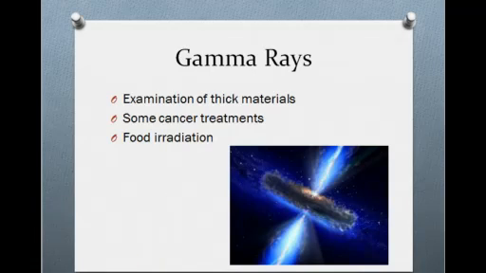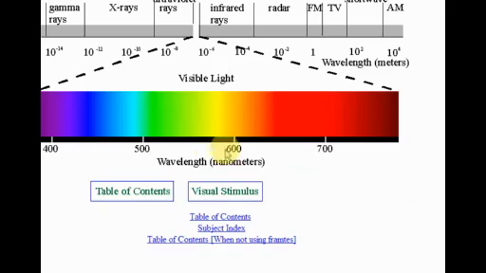And back to the image, just for a moment here. Again, we have from shortest to longest wavelength, gamma rays, X-rays, ultraviolet rays, visible light, infrared rays, radar, FM radio, TV, microwaves, and AM radio. And that's it for the electromagnetic spectrum.